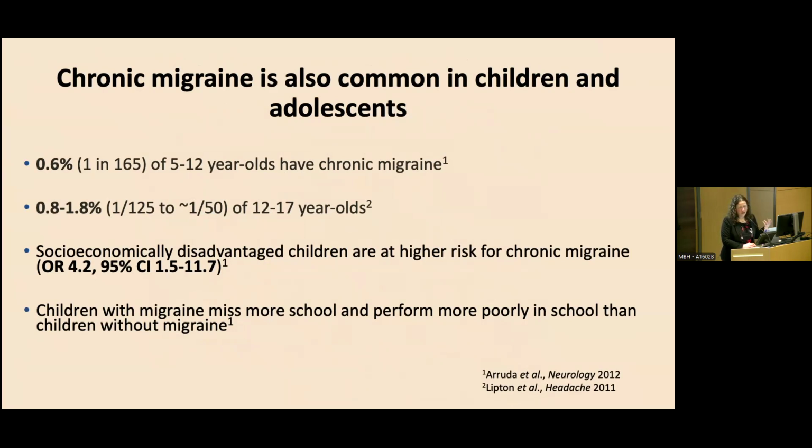0.6% of elementary school age kids have chronic migraine. To give you a reference point, 0.5 to 1% of kids have epilepsy. So the worst form of migraine is just as common as all forms of epilepsy in children, and it's even higher in adolescents. Kids who come from a socioeconomically disadvantaged background are 4-fold more likely to have chronic migraine than those who come from a more advantaged background. And kids with migraine are more likely to miss school and perform poorly in school than kids without migraines. It's a treatable cause of poor school performance.